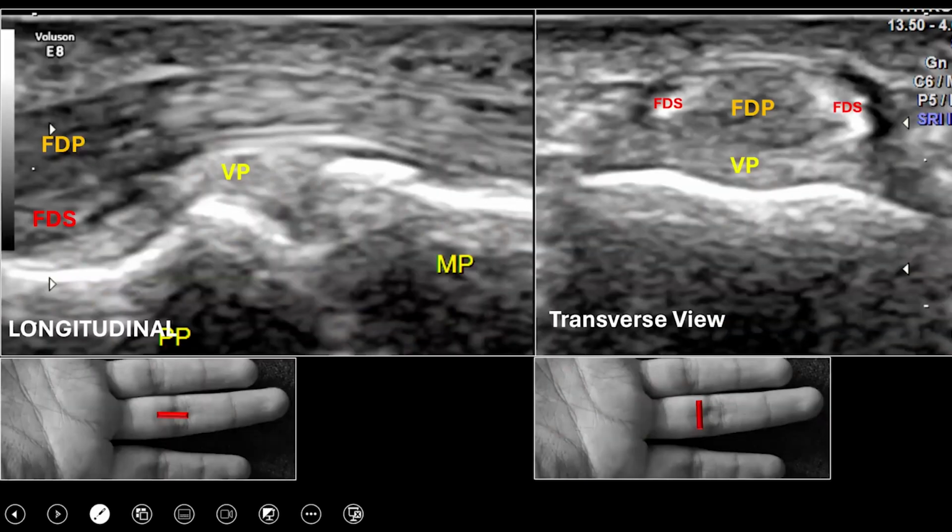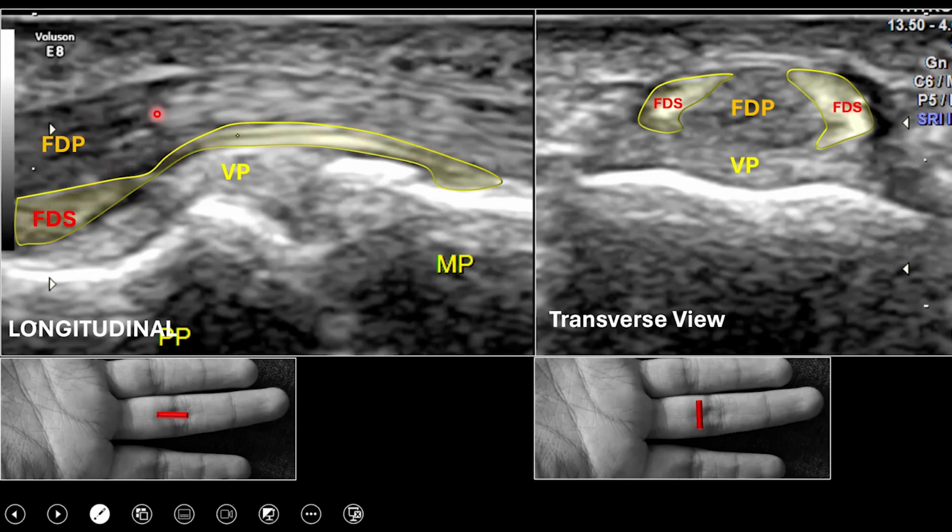Now, if you obtain a longitudinal image on the volar aspect of the proximal interphalangeal joint, on the long and the short axis image, what you are going to see are the lateral slips of the flexor digitorum superficialis. This has already divided at the level of the proximal phalanx.